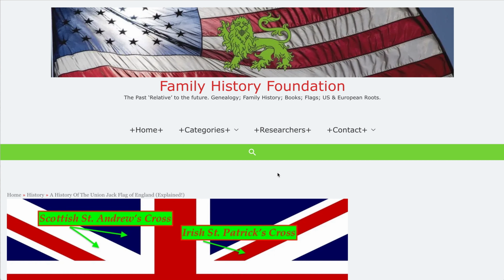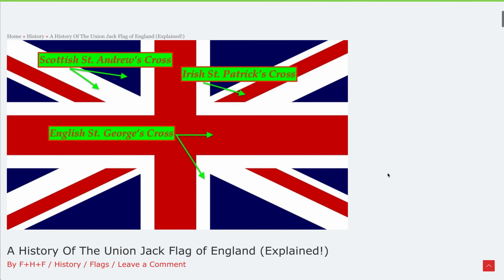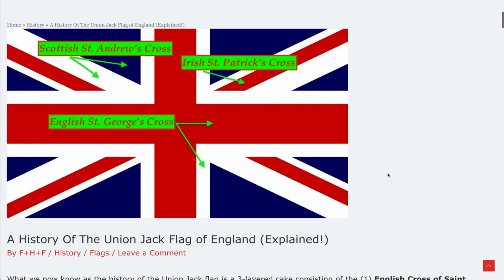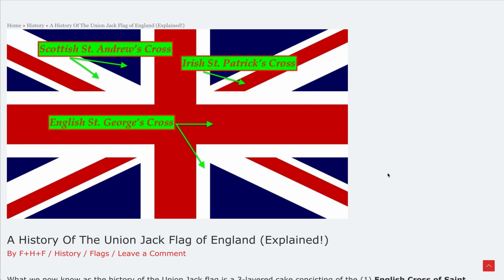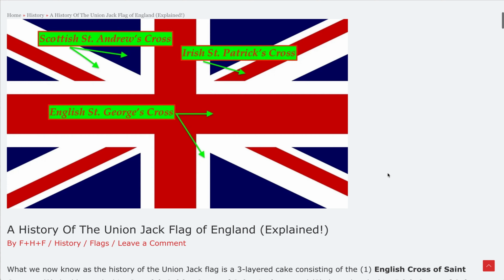The Family History Foundation. Oh my gosh, this is going to be a fun one. We are looking at a history of the Union Jack flag explained. That is the Union Jack. It's the English, the British flag, all mixed in one with the Scottish and Irish flag, but this classic, iconic piece of symbology and vexillology.